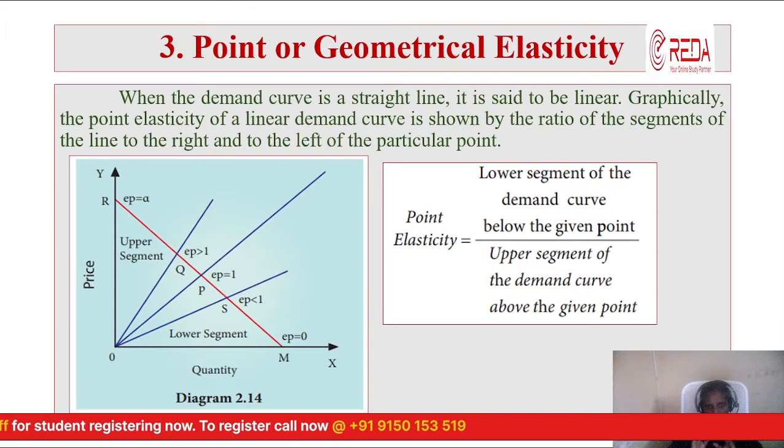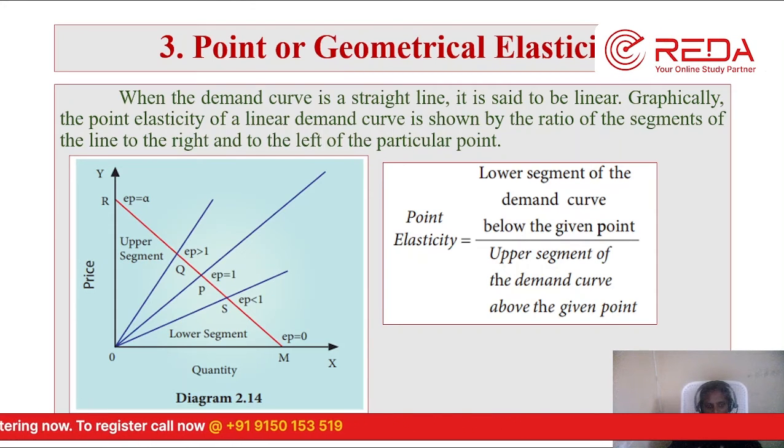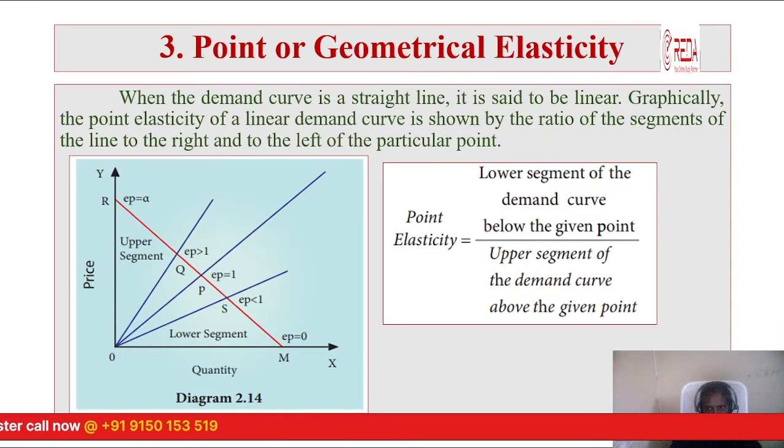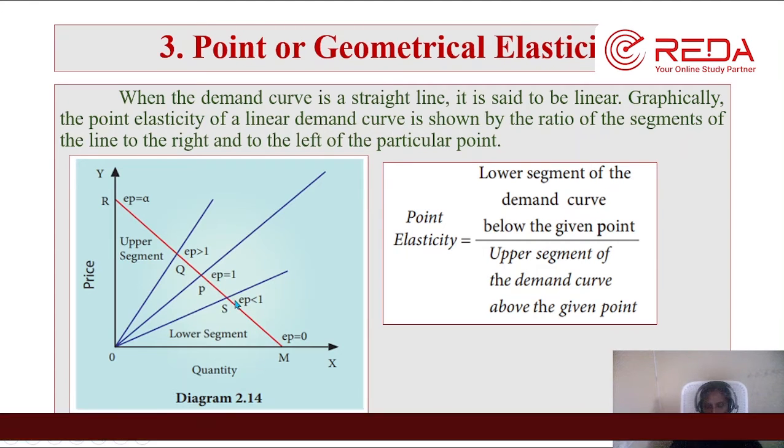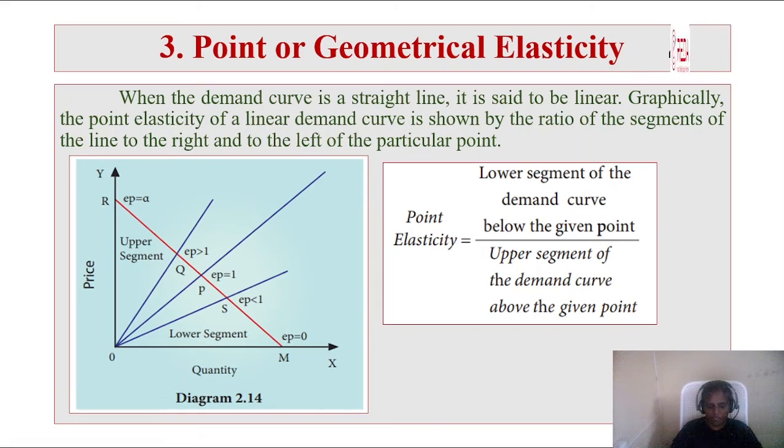Two situations also happen: one is EP equal to 0, the other EP equal to infinity. But other than these two, the three situations are common in our daily life. Whenever there is some change in the price, the elasticity of demand will be greater than 1, equal to 1, or lesser than 1. But in an extraordinary, unavoidable situation, the two situations happen, EP equal to 0 and EP equal to infinity, which we call point elasticity.